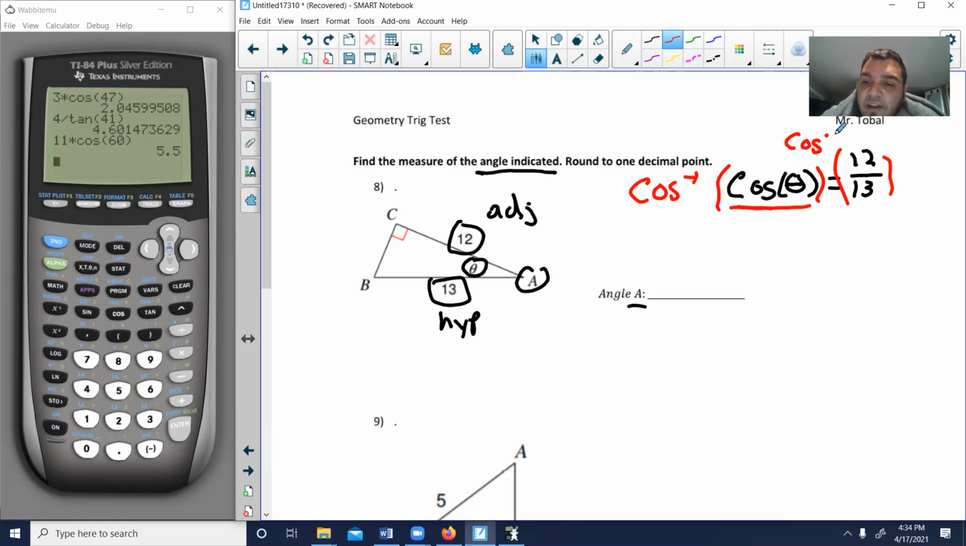So cosine -1 from the left and the right. If I do cosine -1, that erases the cosine. Now all that leaves over is the theta. So theta equals cosine -1, 12/13.